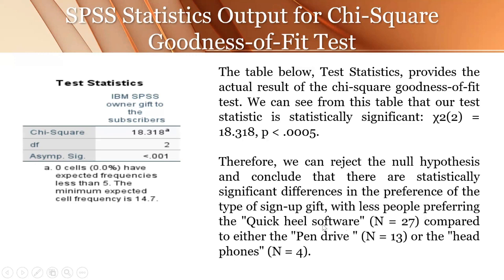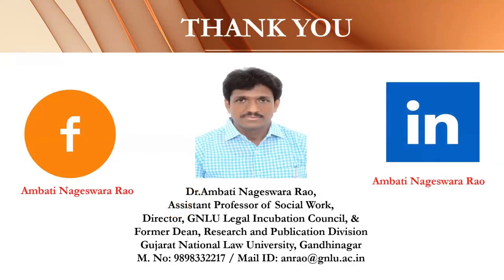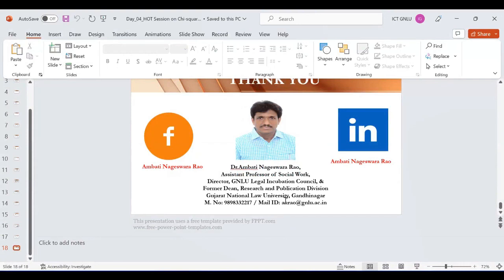You can also write that quick field software, N equals 27, was opted for more than either pen drive or headphones. It means they have opted for it more than any other product. Okay, so this is all about the Chi-square test.